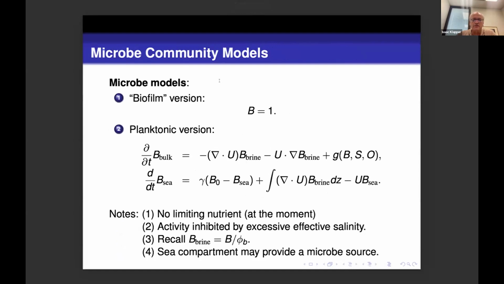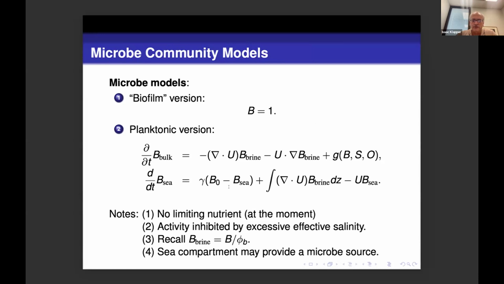Okay, so here are the two models. The first one is what we'll call a biofilm model. All that means here is that microbes are actually stuck to the ice and they're not moving. So we have a super sophisticated biofilm model, biofilm model version 1, which is just b equals 1. It's constant. So there's stuff stuck to the ice. And then in addition to that, we have a slightly more sophisticated planktonic version, where the microbes are not stuck to the ice, they move with the flow.